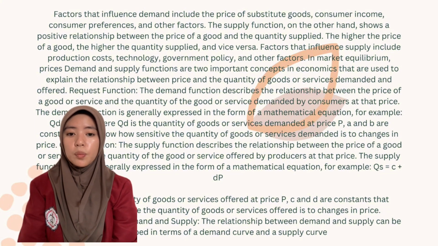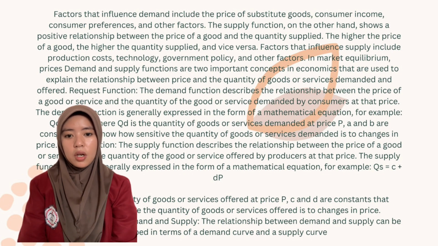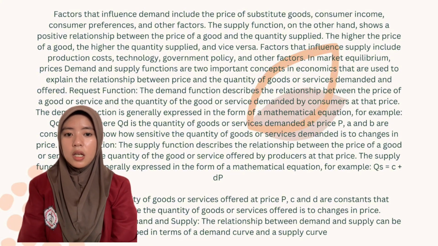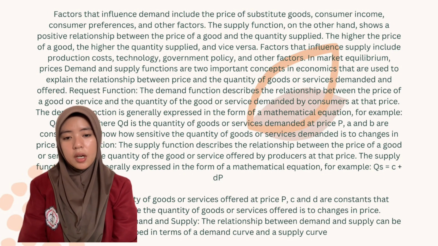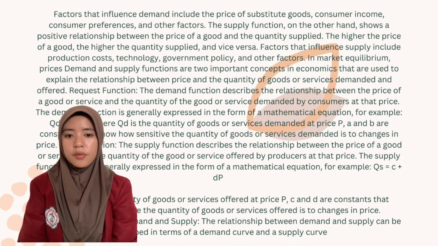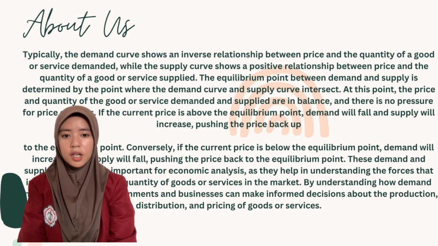Relationship between demand and supply. The relationship between demand and supply can be described in terms of the demand curve and supply curve. Typically, the demand curve shows an inverse relationship between price and the quantity of a good or service demanded, while the supply curve shows a positive relationship between price and the quantity of a good or service supplied. The equilibrium point between demand and supply is determined by the point where the demand curve and supply curve intersect.